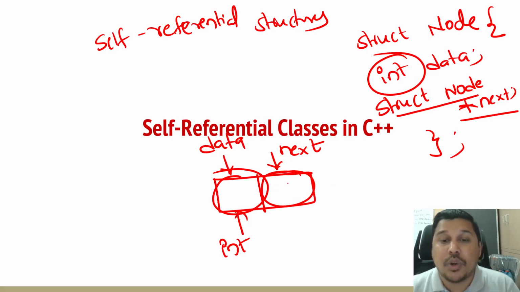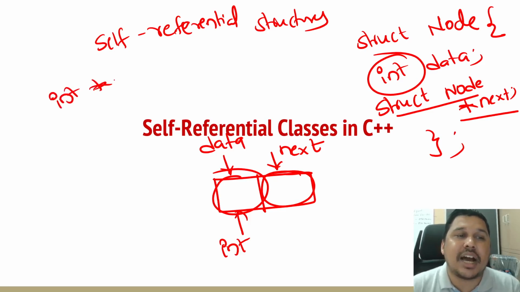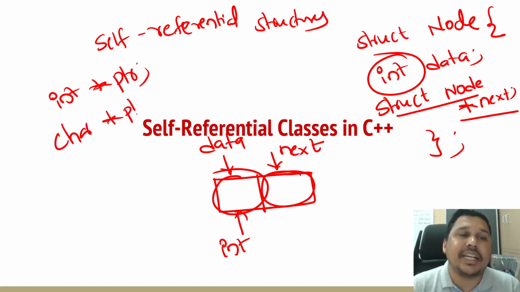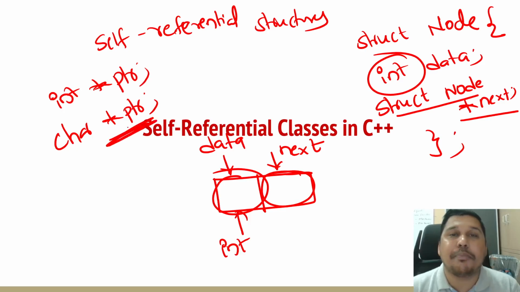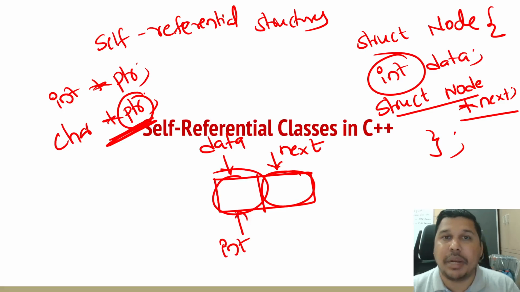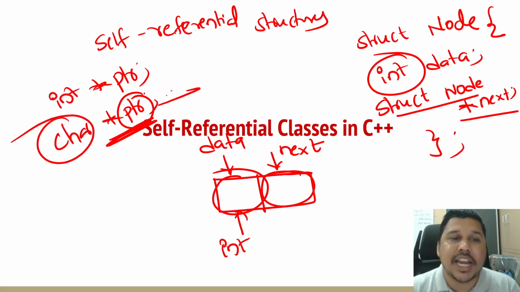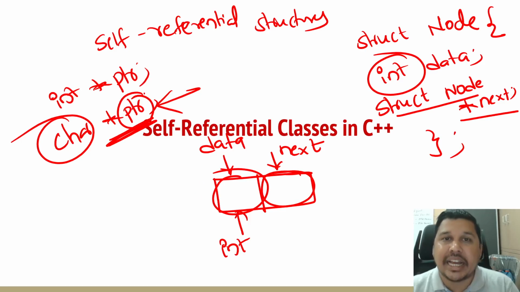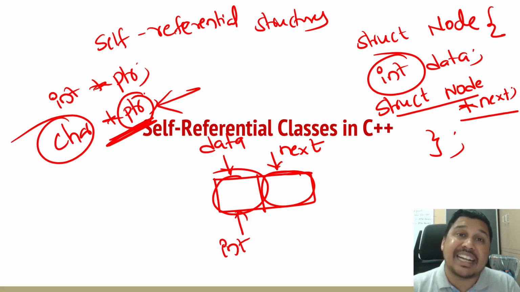Now we have to go to the pointers example. What is this? Int star ptr or char star ptr. What is the meaning of char star ptr? It means ptr is a pointer variable. It is going to store the address of another character variable. This is the meaning of the statement char star ptr. ptr is a pointer, and it is going to store the address of another character variable. That's why we wrote char star ptr.